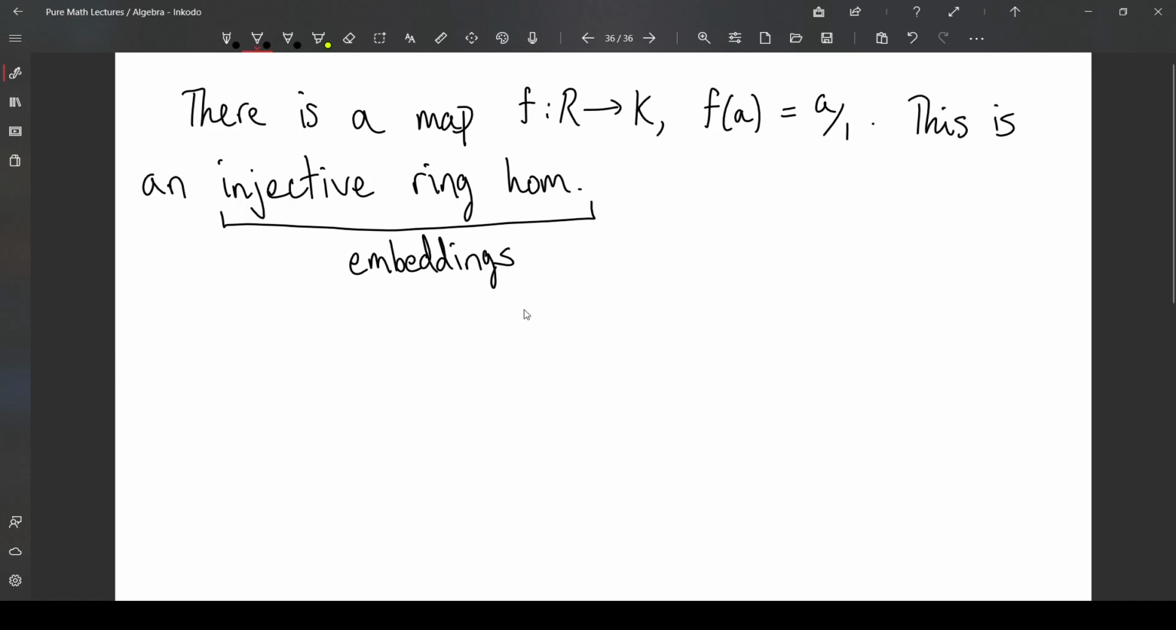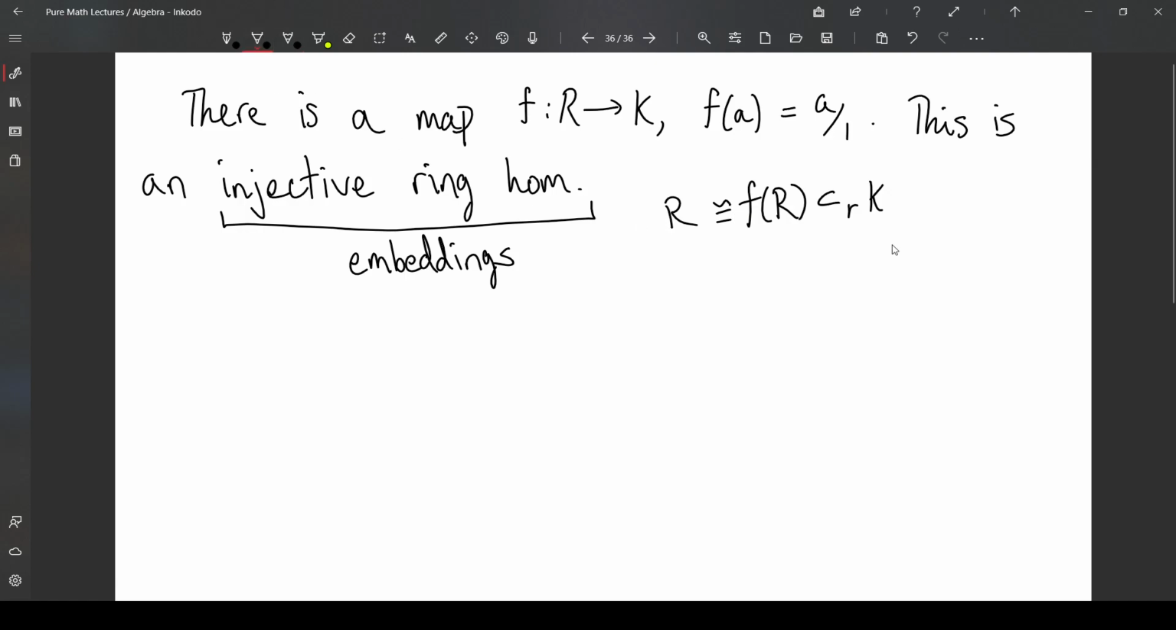But these types of maps are called embeddings. Why are they called embeddings? Well, we know that if a homomorphism is injective, then the kernel is 0. So essentially you get the image f of R is a subring of K, which is isomorphic to R. So essentially the idea is that we can think of R being a subring of K. It's not technically correct, but there are essentially elements in K which mimic R, is a way you can think of it.